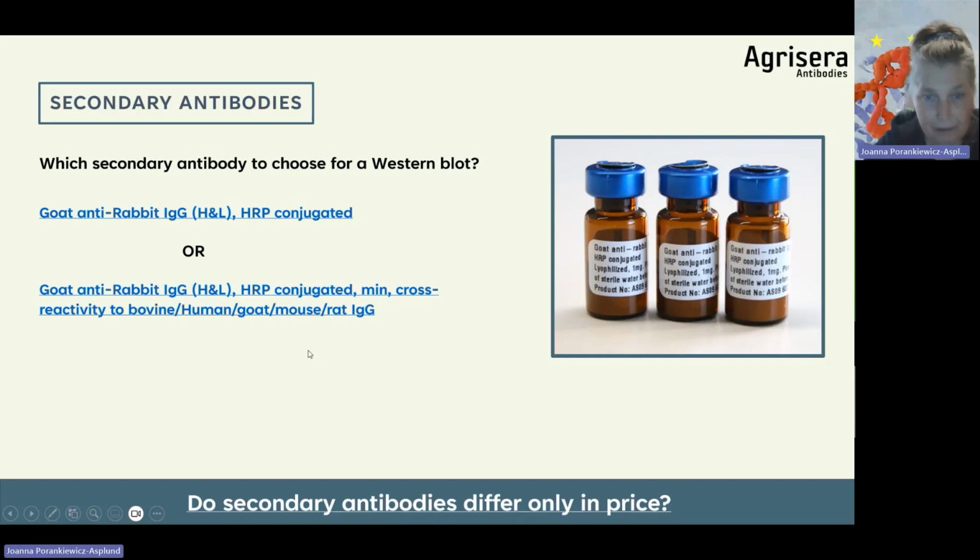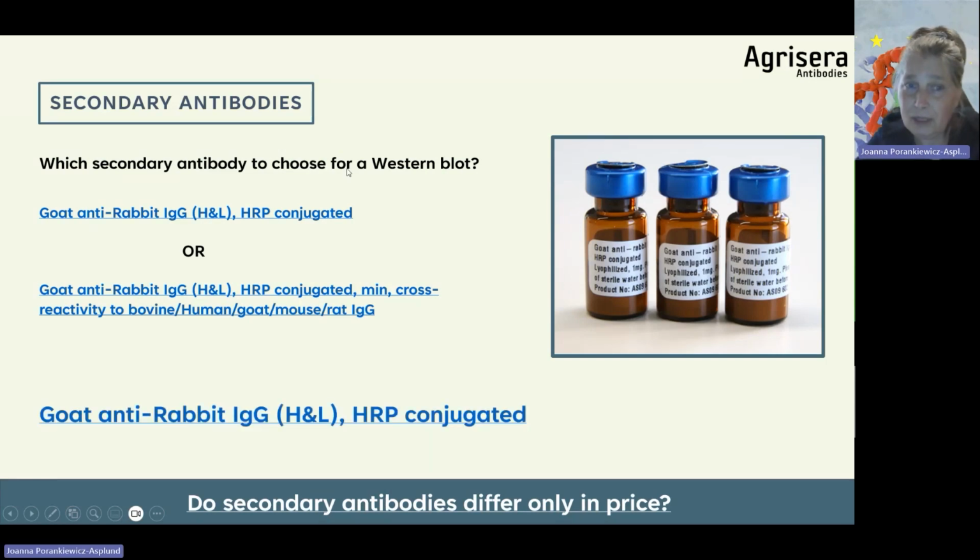So think for yourself, the first one or the second one, and I will show you the answer now. The first one is enough. And why is that? Because when we work with, for example, plants, we do not have in a sample immunoglobulins from these species. So using this, as it's called, adsorbed secondary antibody is not necessary here.